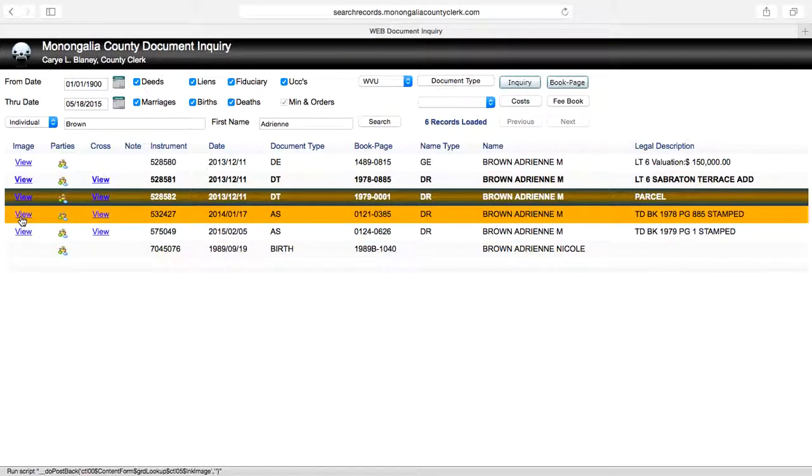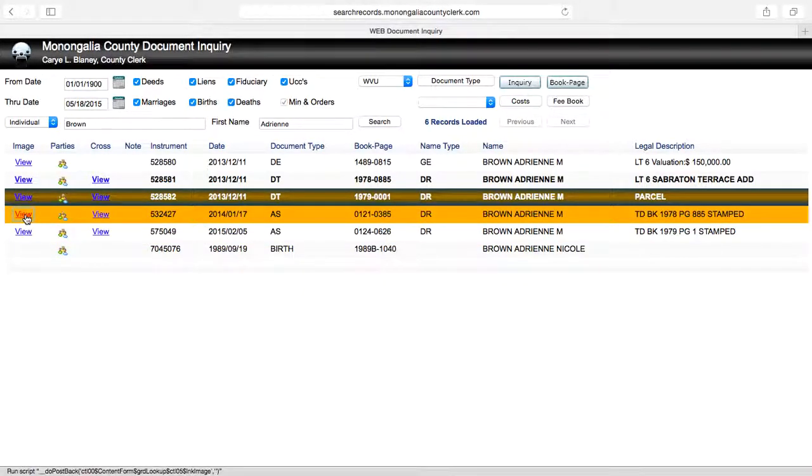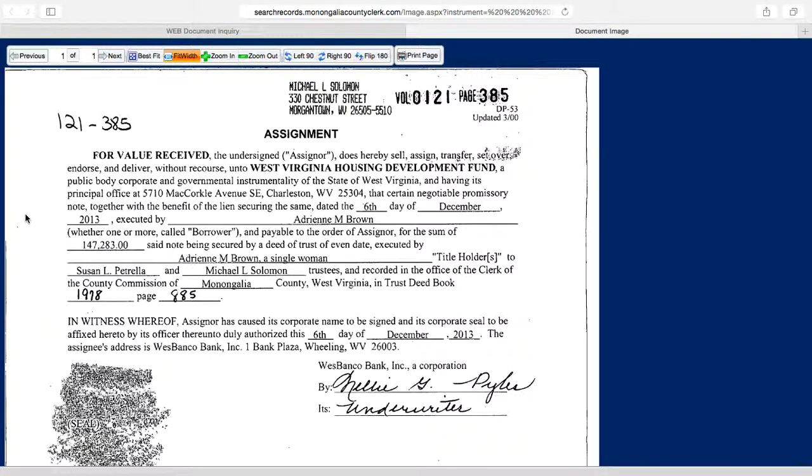Now, you've got two assignments, one in 2014 and one in 2015. Let's look at the one in 2014. An assignment is where a mortgage company assigns their interest in that loan and getting that loan paid back. They sell that to someone else. So let's see what happened here.